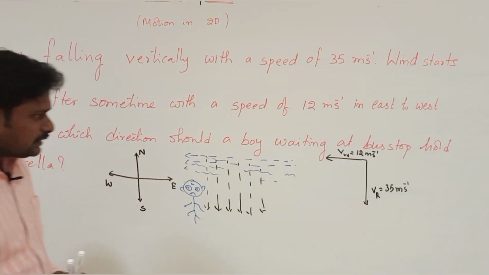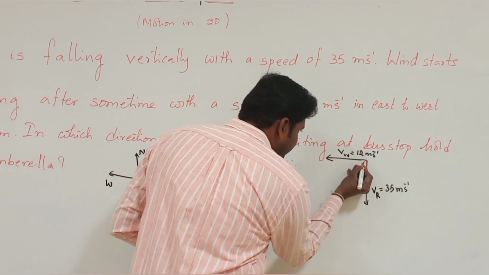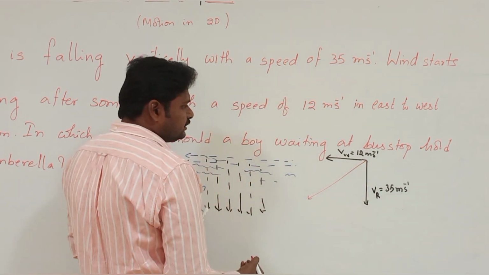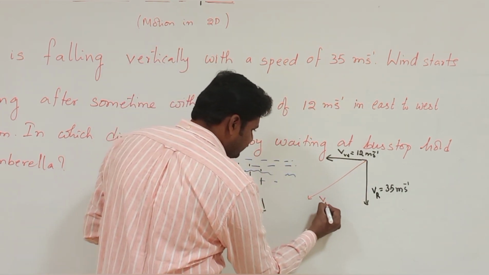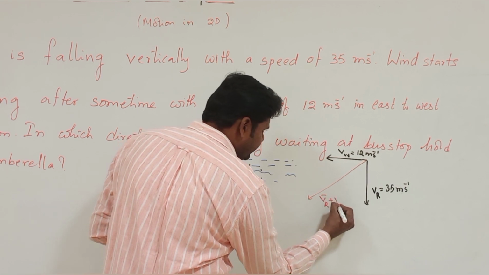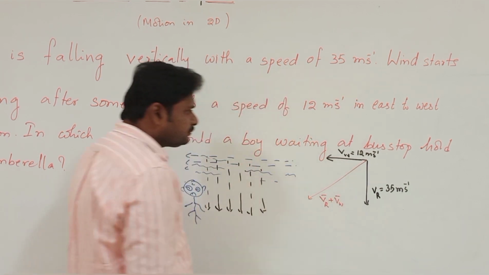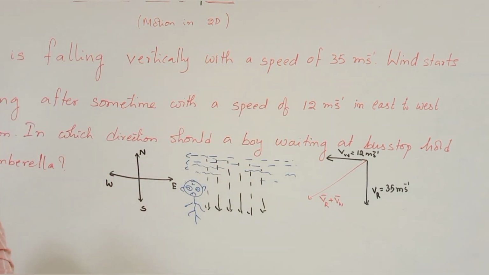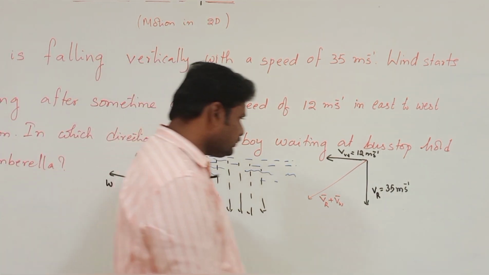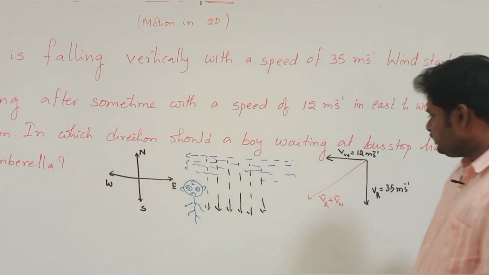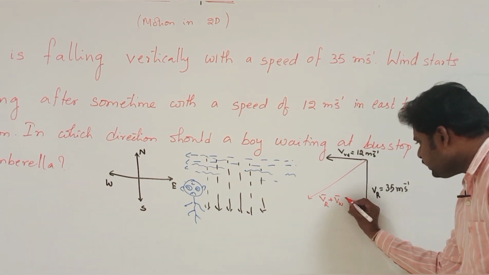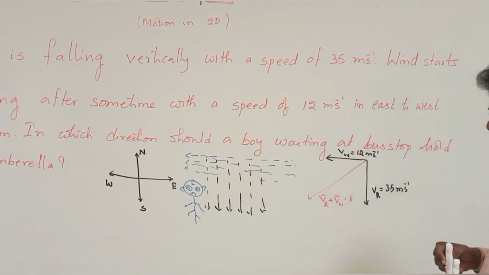Now I would draw a resultant of this one, which is Vr vector plus Vw vector. Vr vector, Vw vector. How to find out the resultant of this one? You know very well the Pythagoras principle. This of course you write as R vector.